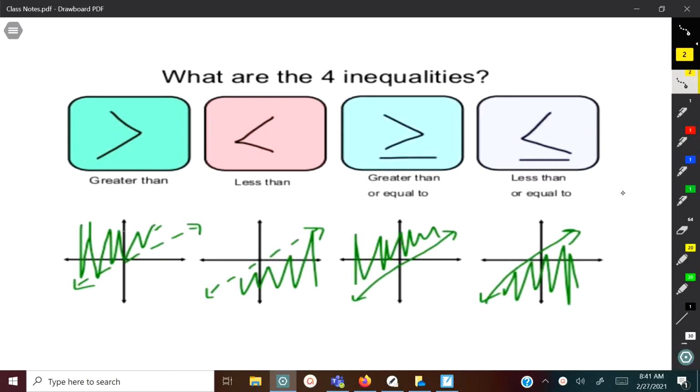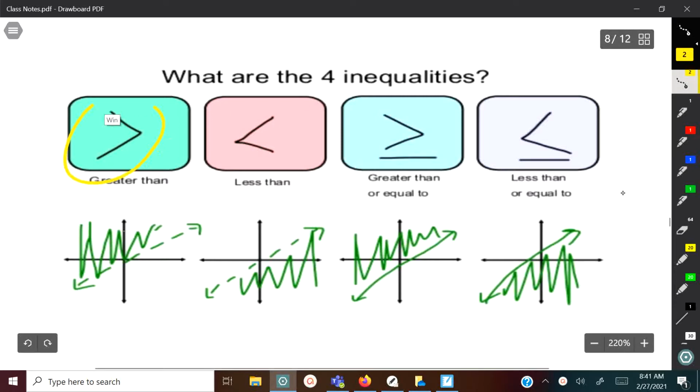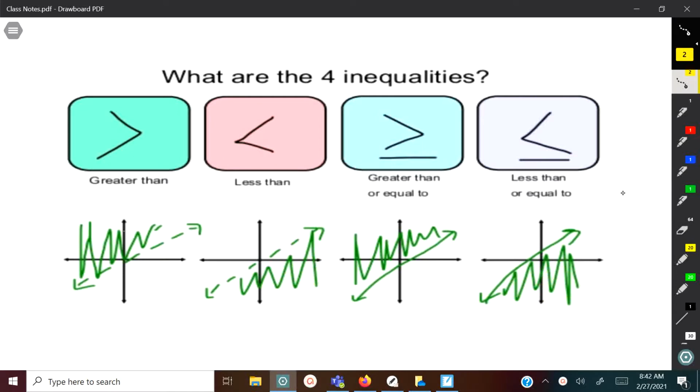Now, if it's greater than, you're going to shade up. If it's less than, you're going to shade down. So notice on this one and this one, they both shaded up. And on this one and this one, they both shaded down. Okay. Now, if it's not equal to, you're going to have a dash line. See how the line has dashes? And if it is equal to, you're going to draw a solid line, like so. Okay, so let's take a look at our first example.